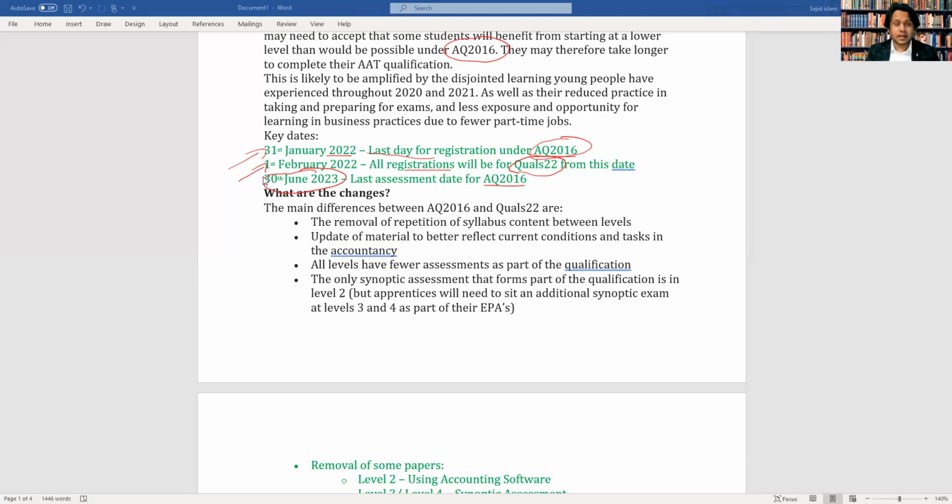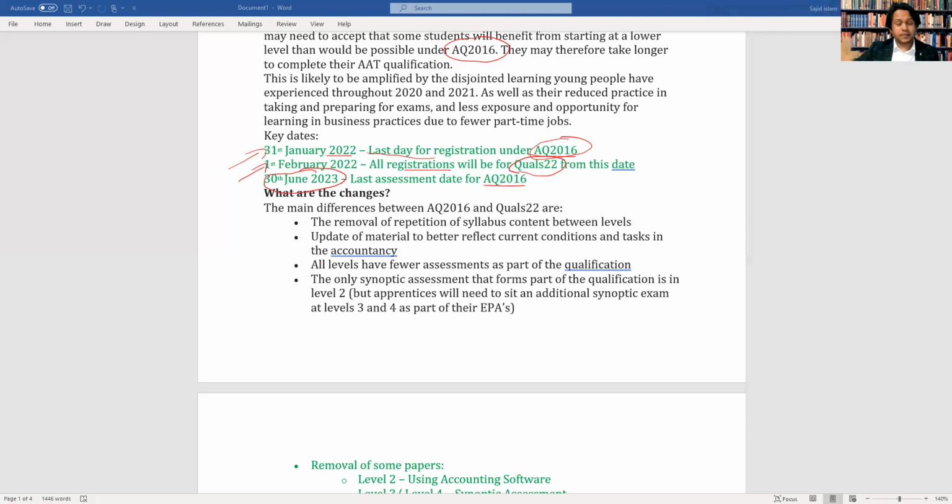So hopefully, you now know what changes you're expecting, and you can make a plan based on that. And of course, nothing to worry about. If you have already done a few papers, try to finish before the deadline, that is 30 June 2023. So even though it is changing next year, it will not impact you until June 2023. So you still have more time to complete your old syllabus, and all the exams you do will be based on the AQ16, not the new one.